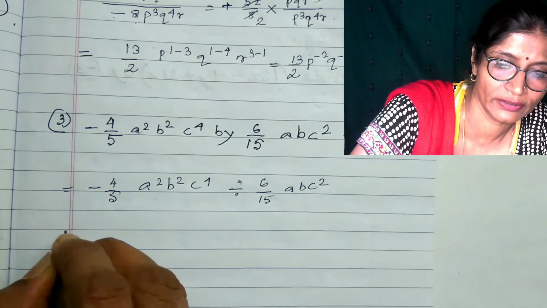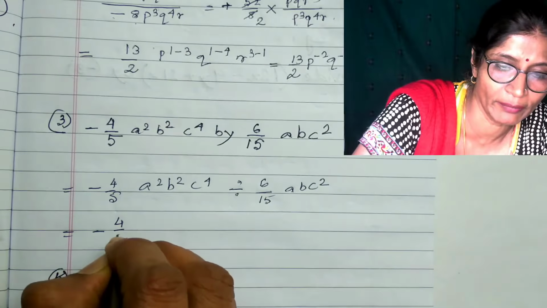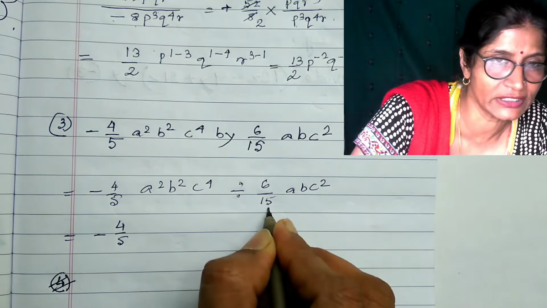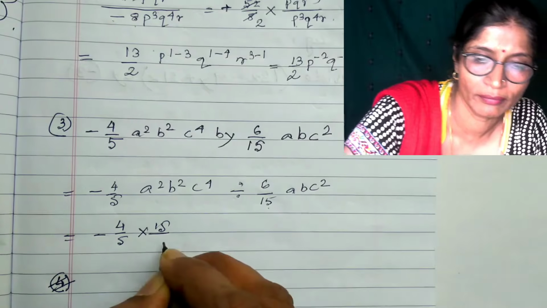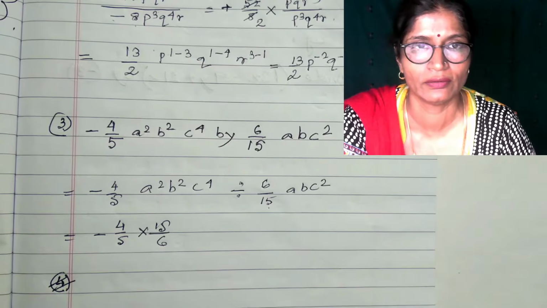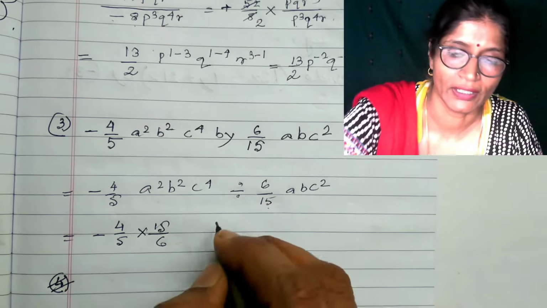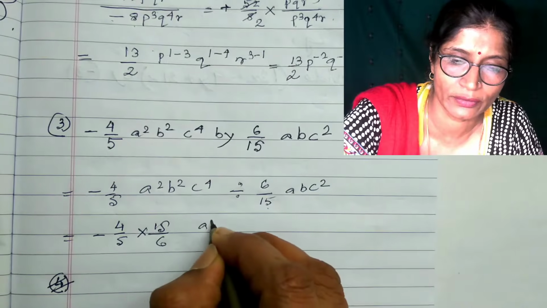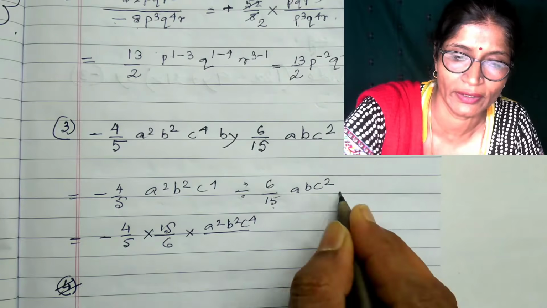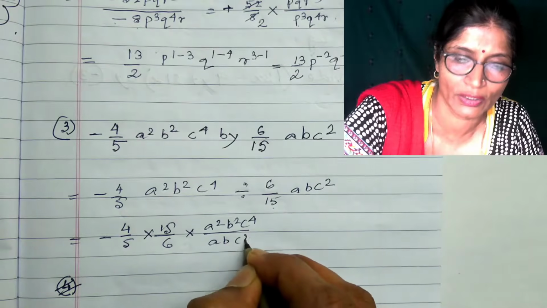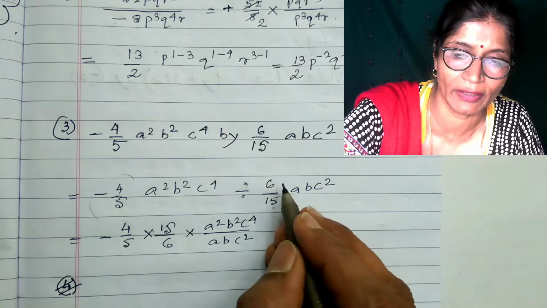So that is equal to minus 4 divided by 5 divided by 6 by 15. Here it will be the reciprocal. Okay, and then it is a square into a square b square c to the power 4 divided by a b c square. This is divided by this one.